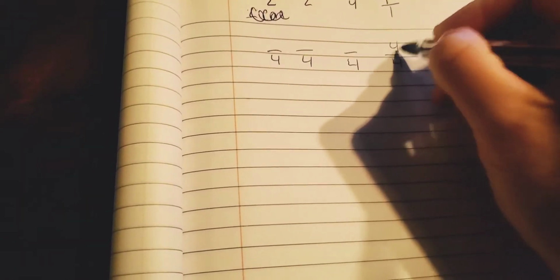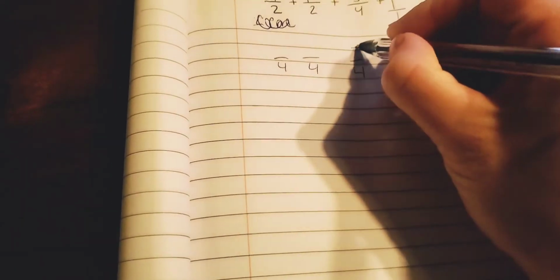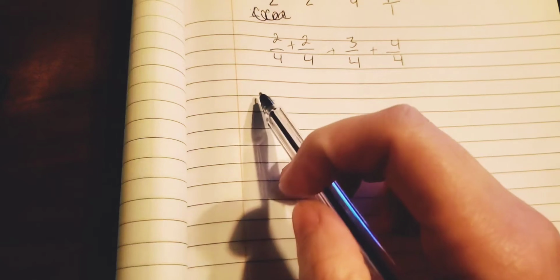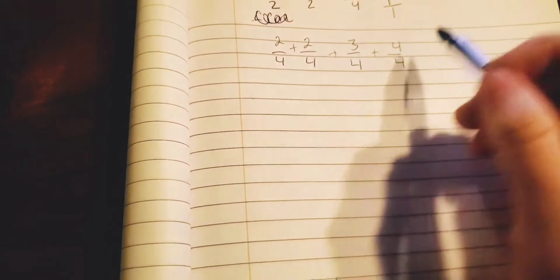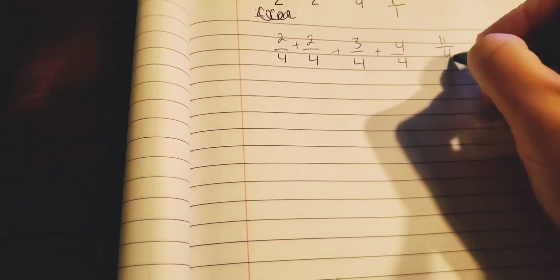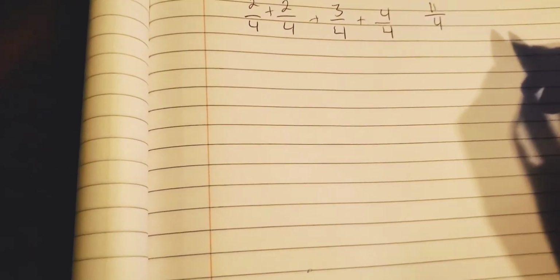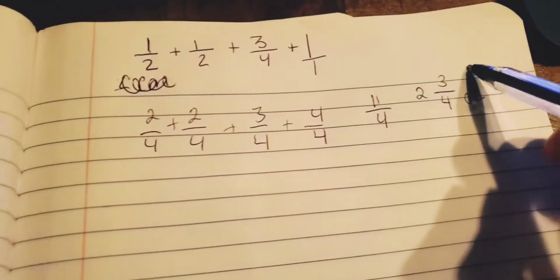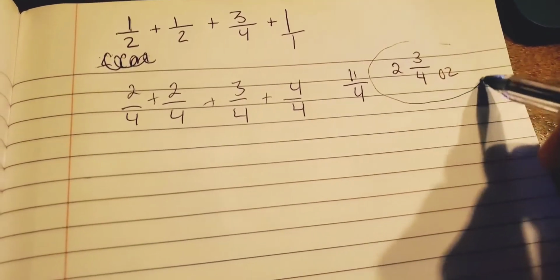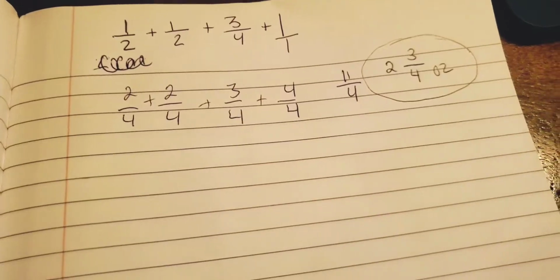So that becomes 4 over 4. This stays the same. This becomes 2 over 4, and this becomes 2 over 4. So now you're just going to add all these up. 2 and 2 is 4, 7, 11 over 4. And then you can simplify that into 2 and 3/4. So that's how many ounces are in a Vegas bomb.